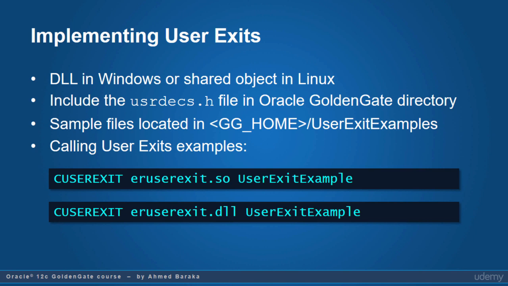When you develop the routine, you must include the usrdecs.h file, which is shipped with Oracle GoldenGate in its root directory. You can find some sample user exit files in the folder User Exit Examples under the Oracle GoldenGate root directory. In the slide, you can see examples of how to call user exits from an Oracle GoldenGate parameter file.